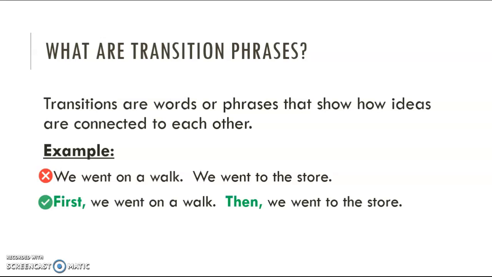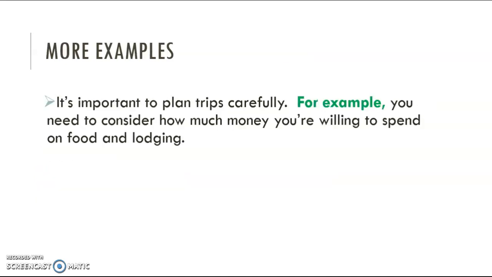Let me show you a couple more examples. This next example says, it's important to plan trips carefully. For example, you need to consider how much money you're willing to spend on food and lodging. So here, the transition phrase, for example, is being used to show that you're going to add a little bit more detail or maybe even a reason or supporting evidence why you made this first point that you did.